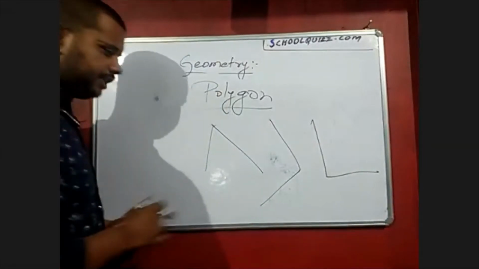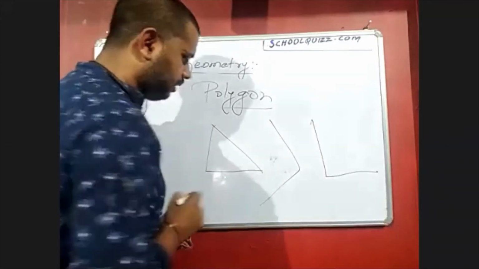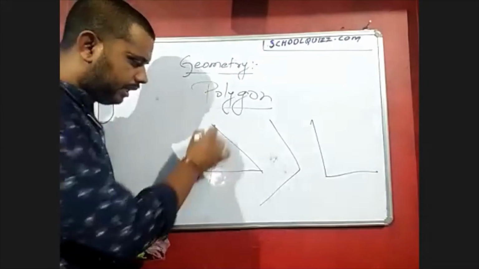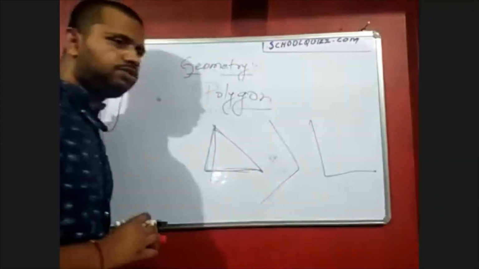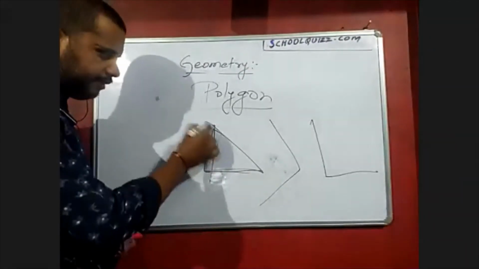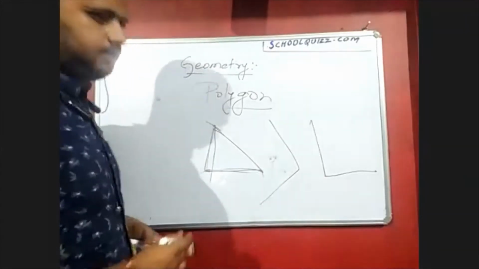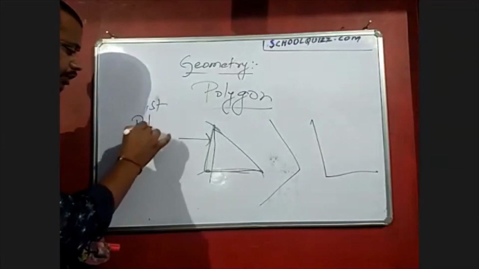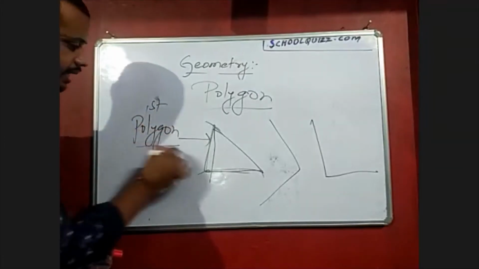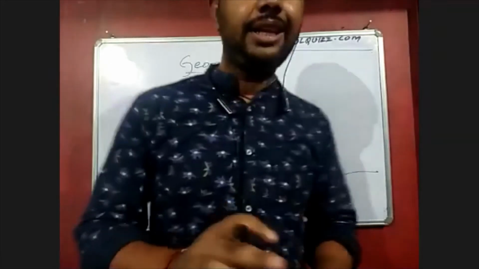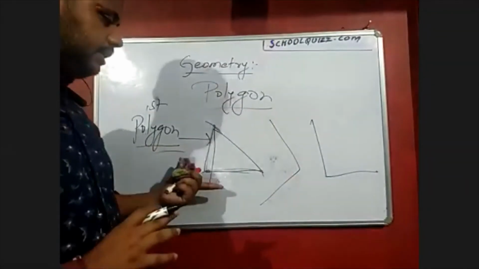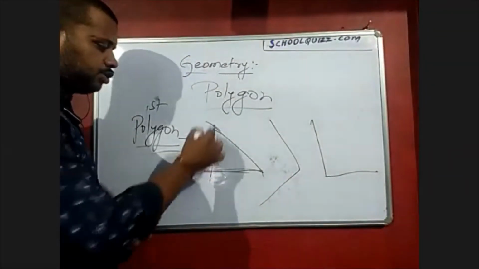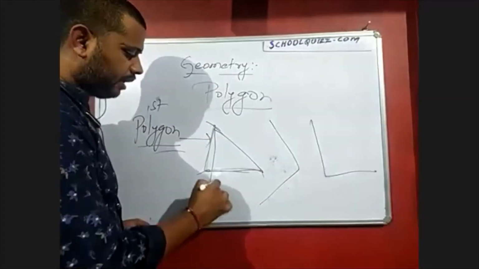So now they started framing the third line also, and they joined those three lines, and then they got one closed figure. Understand? After joining three line segments, they got one closed figure, and this is the first polygon, made from three line segments. That is a triangle. Understand? And they gave the name: three sides means triangle.